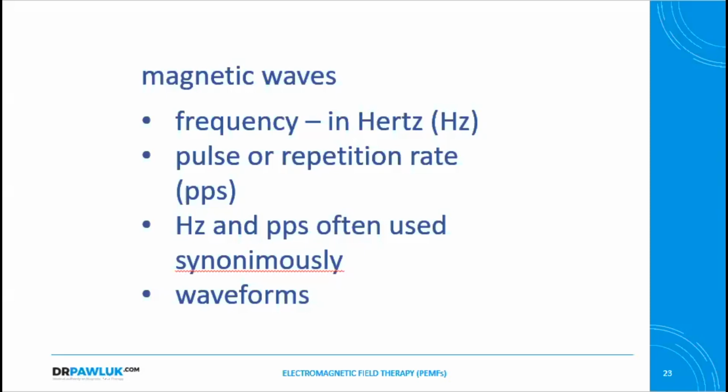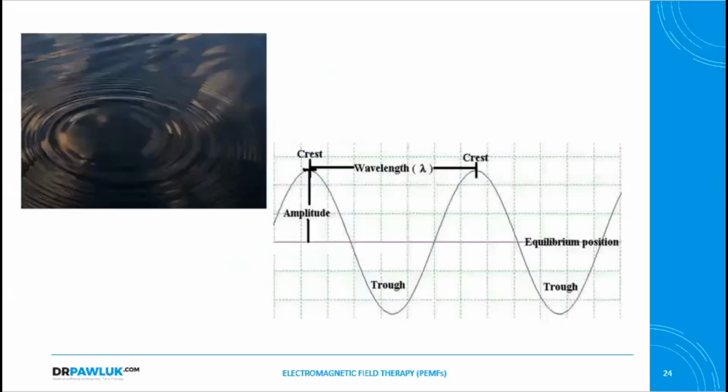Now, magnetic waves are described in terms of frequency, for which the term we use is hertz, or they're described in terms of pulse rate or repetition rate, or PPS. Now, hertz and PPS are often used synonymously, and that's not right. They're really not exactly the same. And then we should be talking about waveforms.